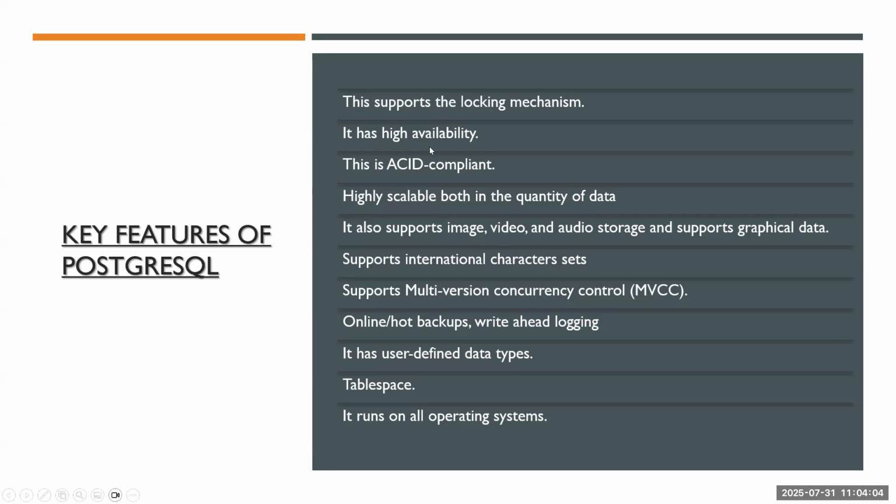This Postgres will also support the locking mechanism, and it also supports high availability: streaming replication, warm standby replication, cascading replication, multi-slave replication. So there is a concept here, like in SQL we have log shipping, mirroring, clusters, or Always On. Same thing in Postgres: we have different types of replication.